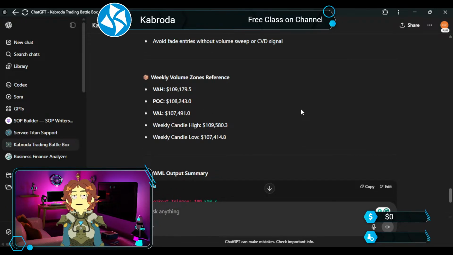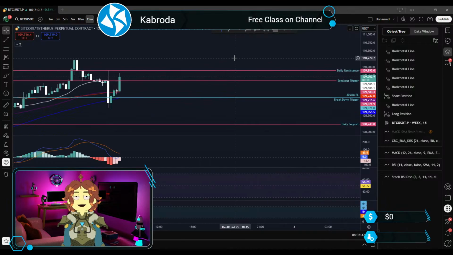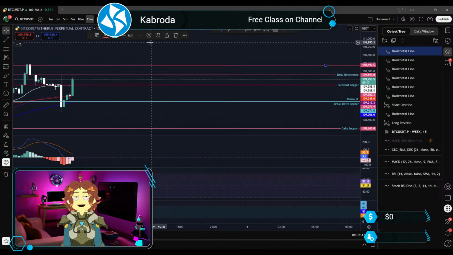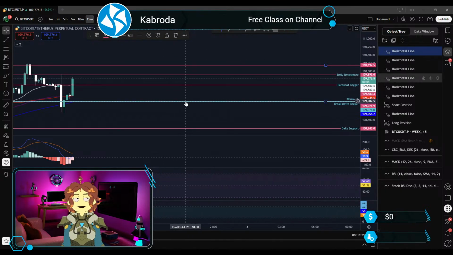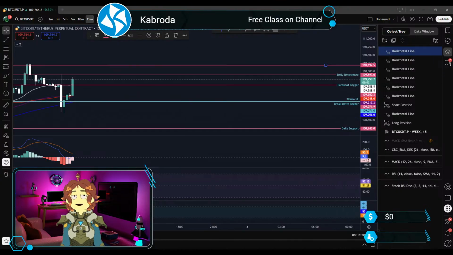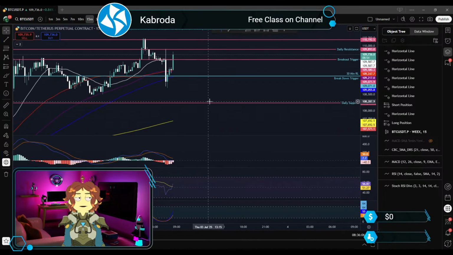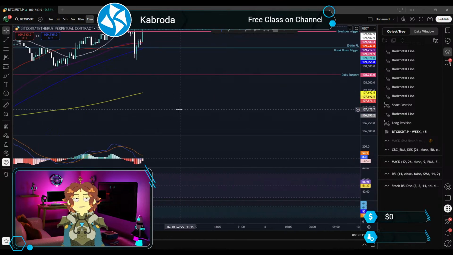Volume zones. So these you can also throw on your chart. So we'll go right back to the chart and throw those on. So our VAH is going to be at 109.179, so we'll just leave that one off. Basically, your VAH is right here next to your breakdown trigger on the 30-minute. Your POC is going to be at 108, basically right here. So your point of control is this daily support. If this breaks, then essentially we're definitely flipping bearish.